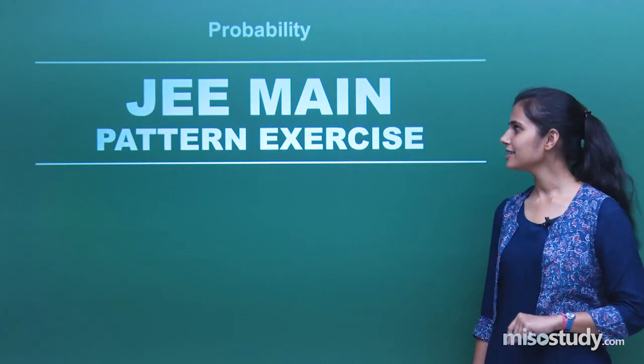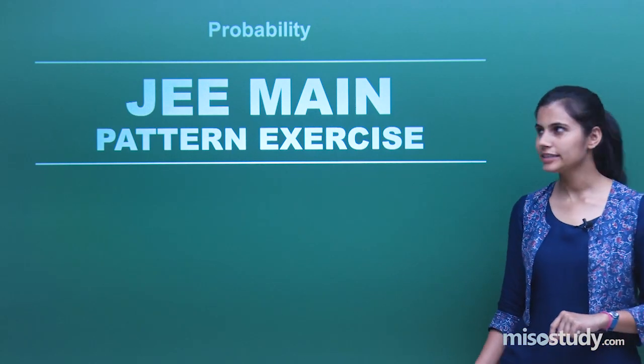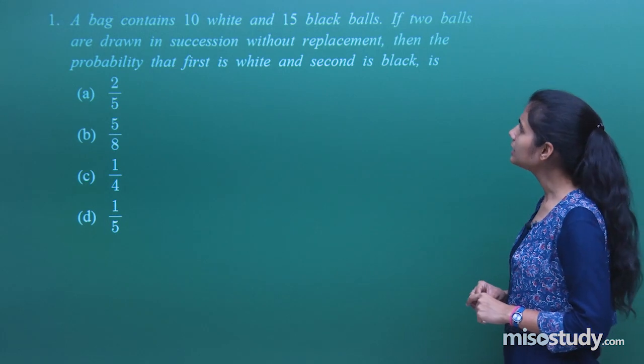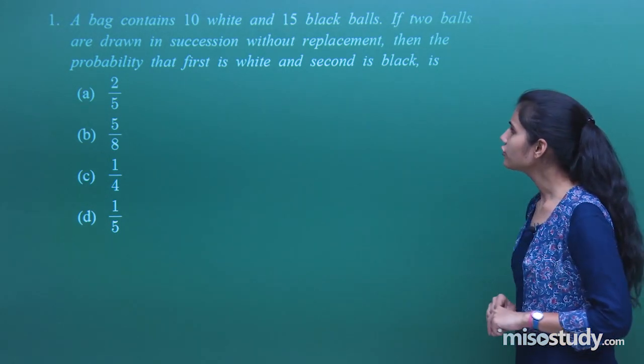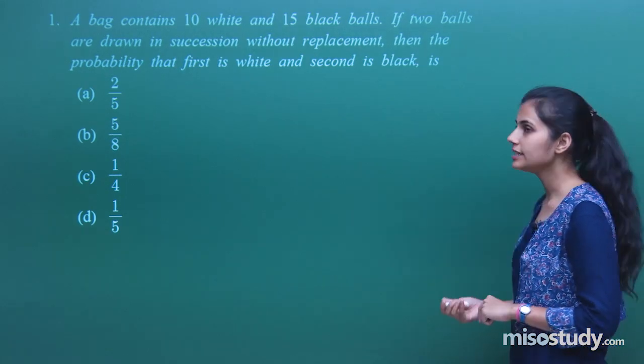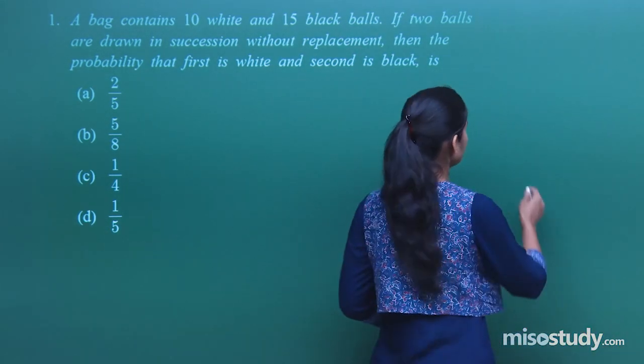Okay guys, let's discuss the JEE Main pattern exercises for probability. First question says there is a bag containing 10 white and 15 black balls. If two balls are drawn in succession without replacement, then the probability that the first is white and the second is black is what? So it's very simple.